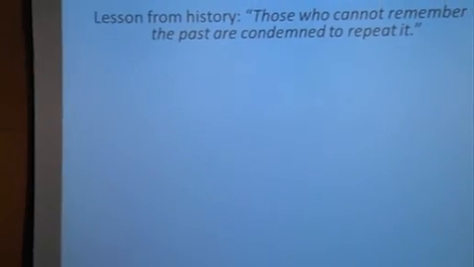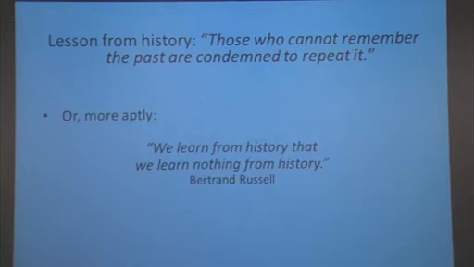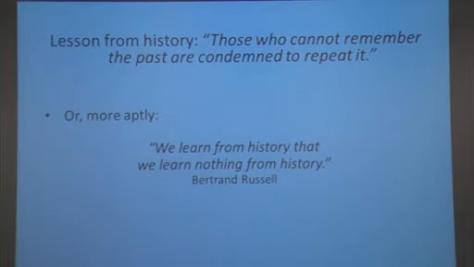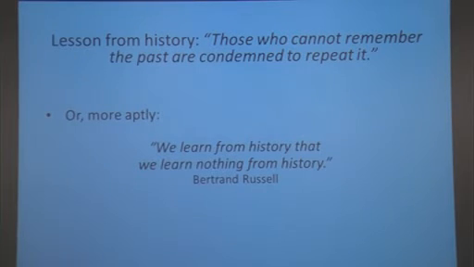So we have this quote that we often hear, that those who cannot remember the past are condemned to repeat it. There are two other ones which I think are maybe more relevant. The first is from Bertrand Russell, that we learn from history that we learn nothing from history. Even though the people at the Fed and the people at the ECB had studied Japan, and I assume people at the ECB had studied the US credit crisis, it seems like we're going through exactly the same steps again.